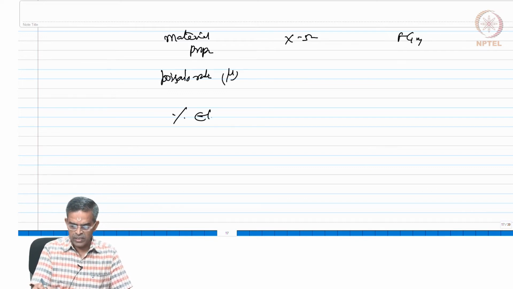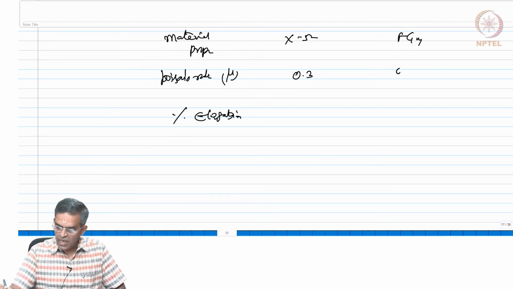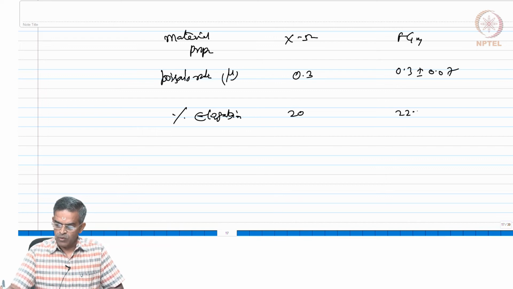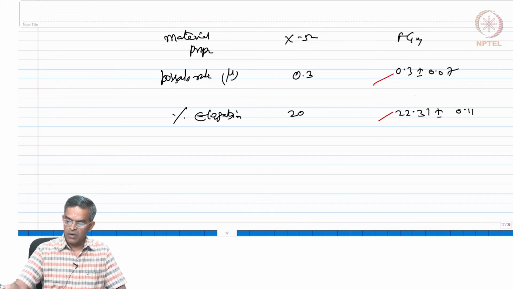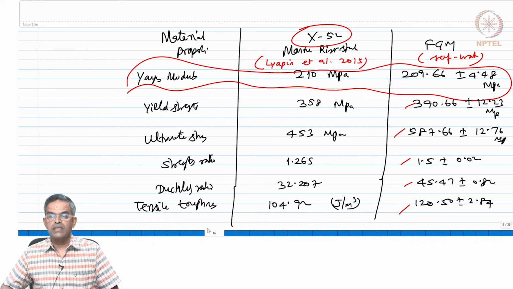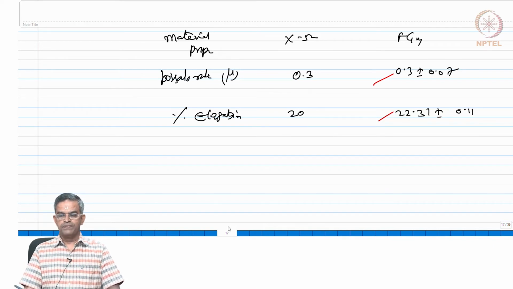And percentage elongation, because these are very required. So, the Poisson ratio classically for X52 is 0.3, whereas we have 0.3 plus or minus 0.07 variation. Percentage elongation is 20, whereas we get 22.31 plus or minus 0.11. So, all parameters are excellent and in fact more than the requirement as recommended by the code compliance for marine risers. So, friends, advanced steel design also comes from material innovations.